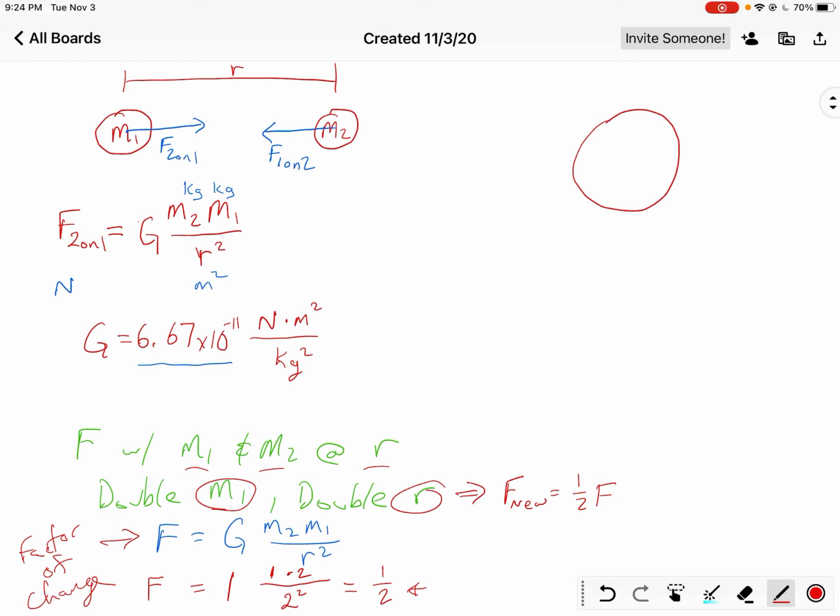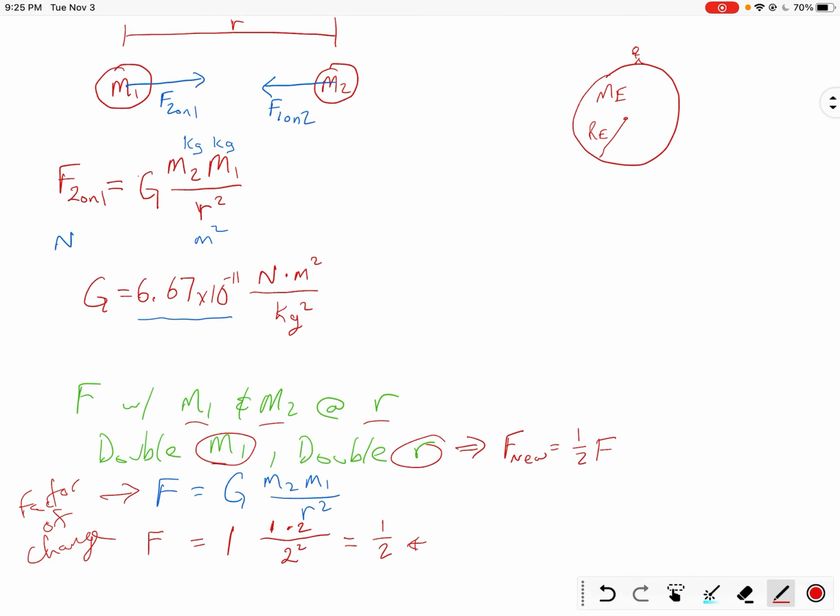So let's imagine we've got the Earth here. It's got some known mass and it's got some known radius. And up here on the North Pole, let's say, is a person standing there. And we've examined people on the surface of the Earth before, and what we know is that the force of the Earth on that person is equal to g times the mass of the person. So we know that to be true, that g is 9.8 newtons per kilogram.